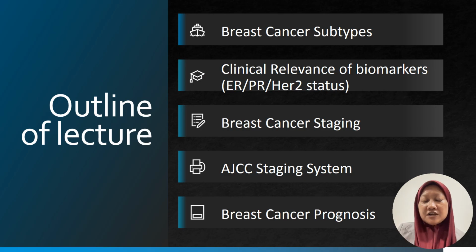As you can see here, this is my outline of the lecture, where we start with breast cancer subtypes, followed by clinical relevance of biomarkers, ER, PR, and HER2 status. Then we go to the discussion about breast cancer staging, the AJCC staging system, and last but not least, breast cancer prognosis.